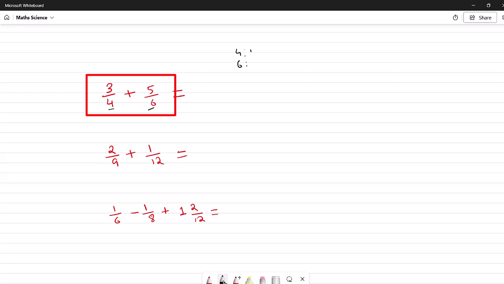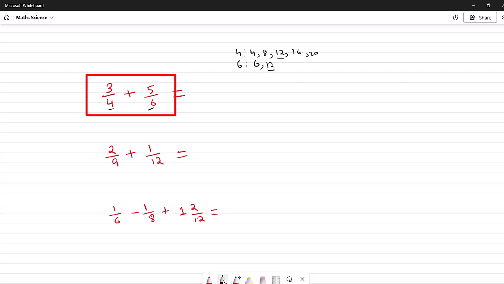So 4 times 1 is 4, 4 times 2 is 8, 4 times 3 is 12, 4 times 4 is 16, and 4 times 5 is 20. Let's just do the first 4 or 5. Similarly for 6, we do 6 times 1 is 6, 6 times 2 is 12, but we'll stop here because we've already found the least common multiple of 4 and 6, which is 12. We don't need to continue.